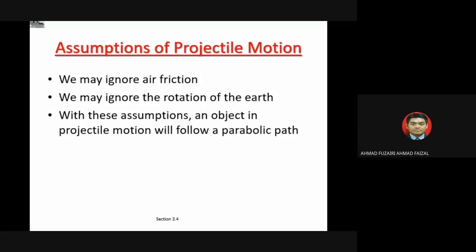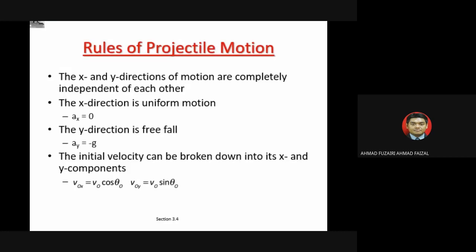Assumption of projectile motion. First, we may ignore air frictions. Second, we may ignore the rotation of the Earth. With this assumption, an object in projectile motion will follow a parabolic path. Rule of projectile motion. The X and Y direction of motion are completely independent of each other. The X direction is uniform motion where AX equal to 0, and the Y direction is free fall where AY equal to negative G. And the initial velocity can be broken down into its X and Y component.